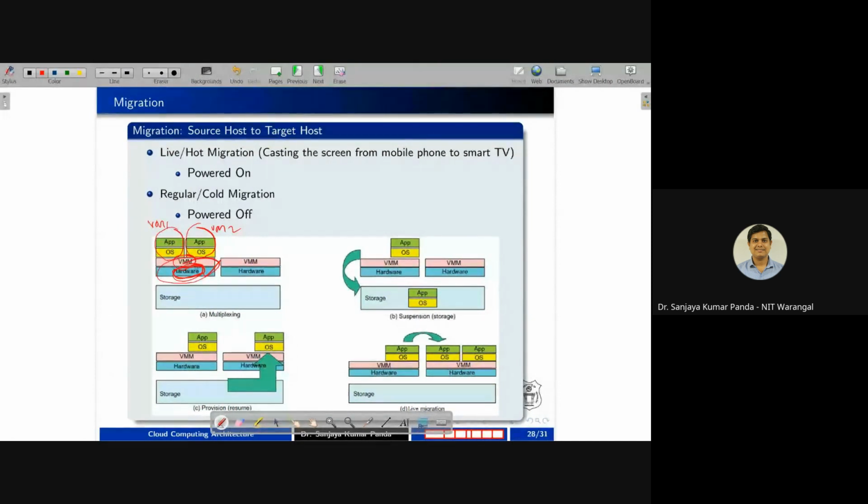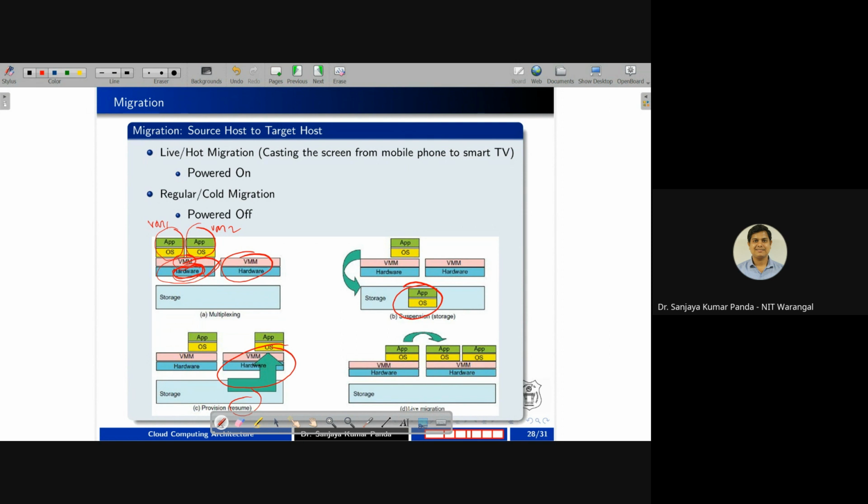So this is a physical machine, and this is another physical machine. So we can migrate it. When we start the process of migration, one virtual machine we have to suspend, like VM1. I am suspending that particular virtual machine, putting it in storage, finding an appropriate physical machine, and resuming my work in another physical machine. Suspending a virtual machine, storing it, and resuming it is called cold migration.